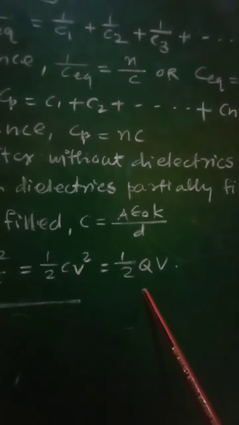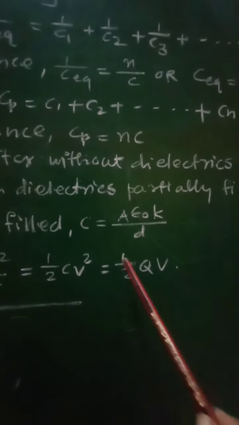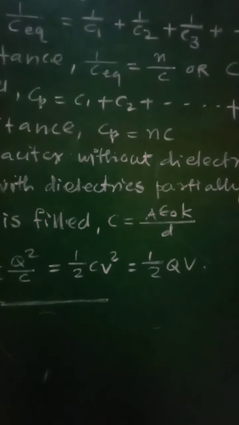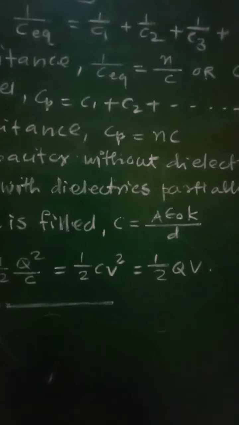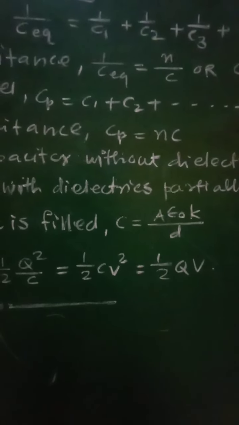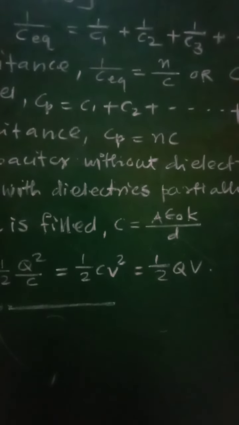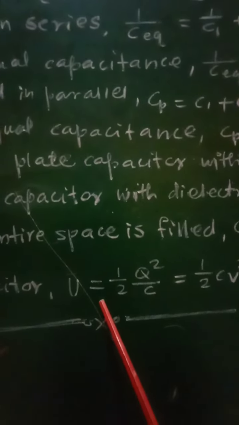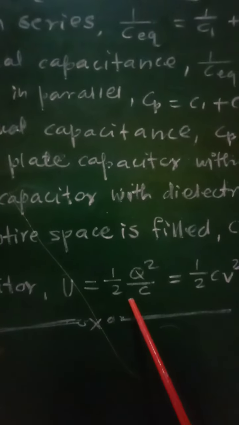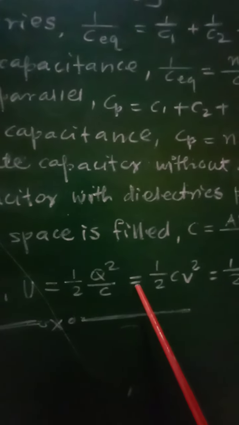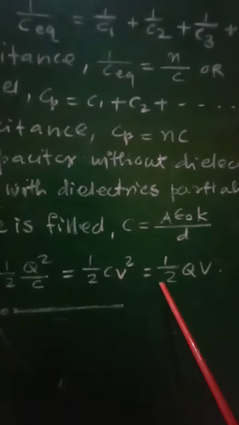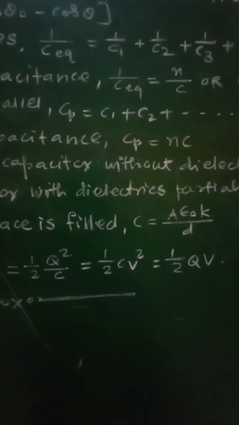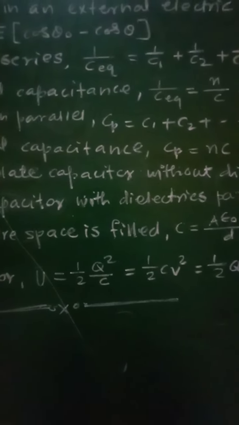and that will again be equal to half QV, because the capacity of any capacitor is given as C equal to Q by V. Charge per unit potential is the capacity, and therefore the energy stored in that capacitor is given as half Q square by C equal to half CV square equal to half QV. So these are some of the important formulae from the chapter electrostatics.